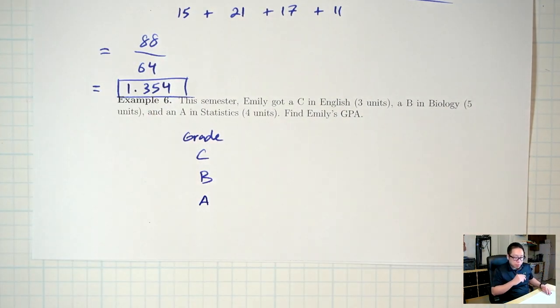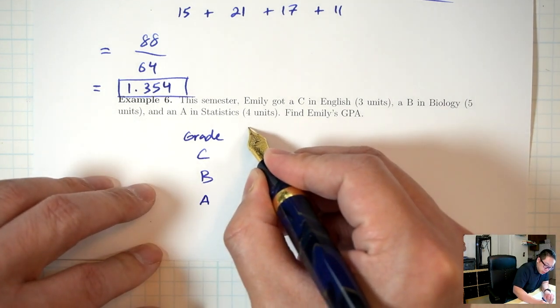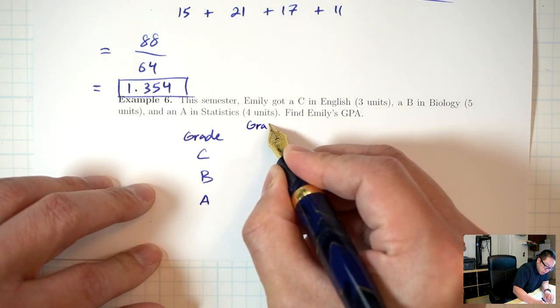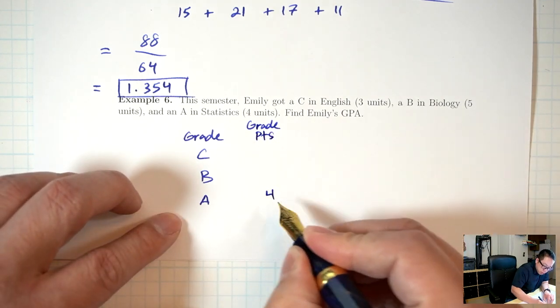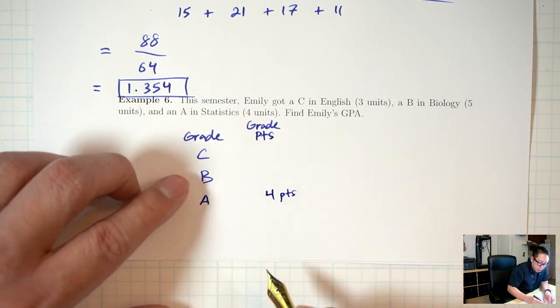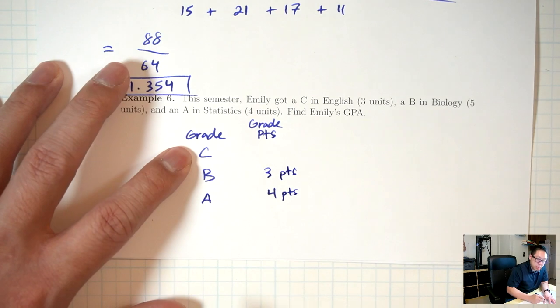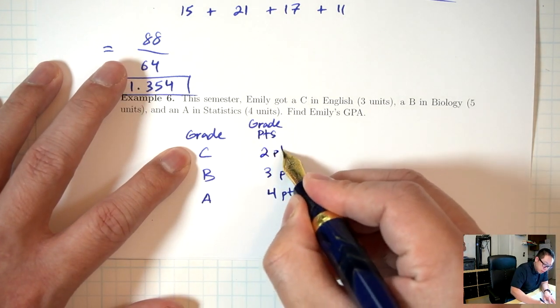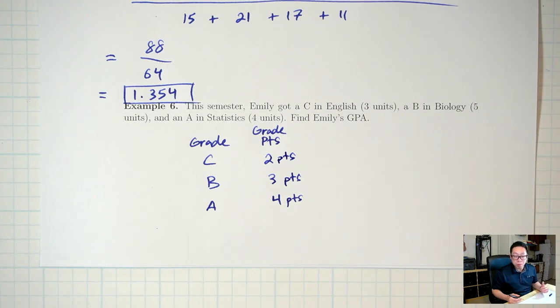Now, an A, you get 4 points. Right, an A, you get 4 points. A B is worth 3 points. A C is worth 2 points. A D is worth 1 point, and then an F is worth 0 points.